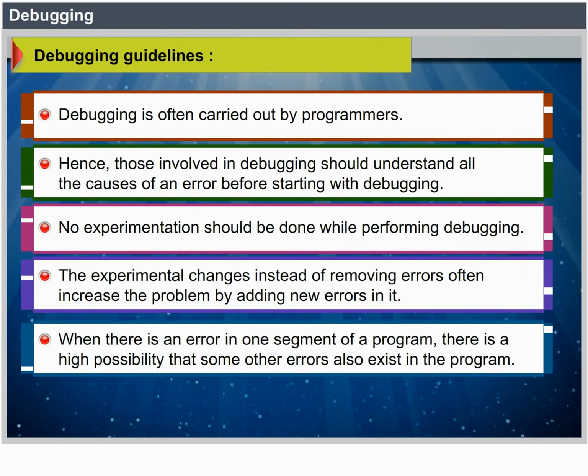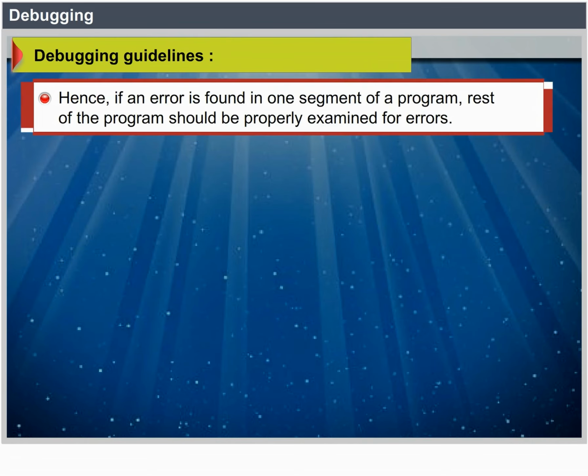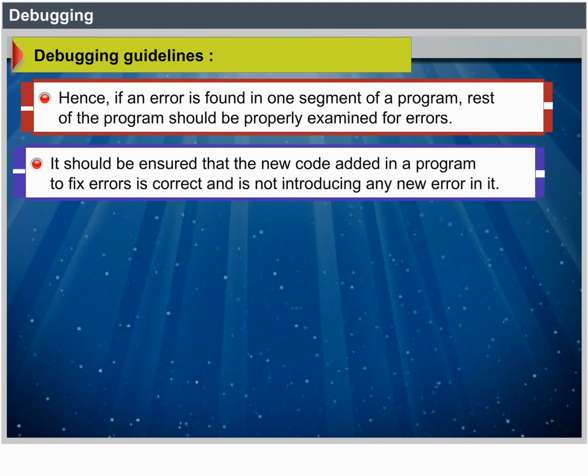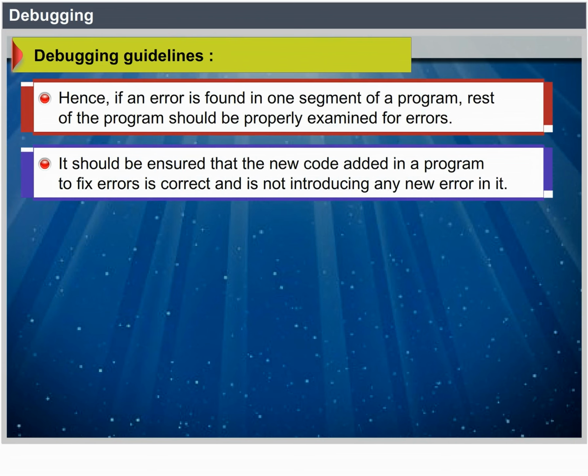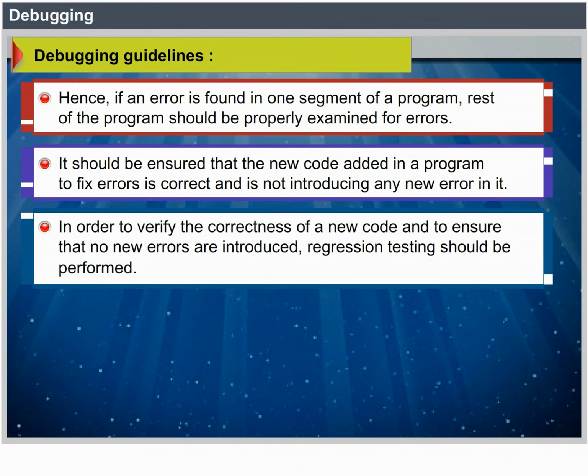When there is an error in one segment of a program, there is high possibility that some other errors also exist in the program. Hence, if an error is found in one segment of a program, the rest of the program should be properly examined for errors. It should be ensured that the new code added in a program to fix errors is correct and is not introducing any new error in it. Thus, to verify the correctness of a new code and to ensure that no new errors are introduced, regression testing should be performed.